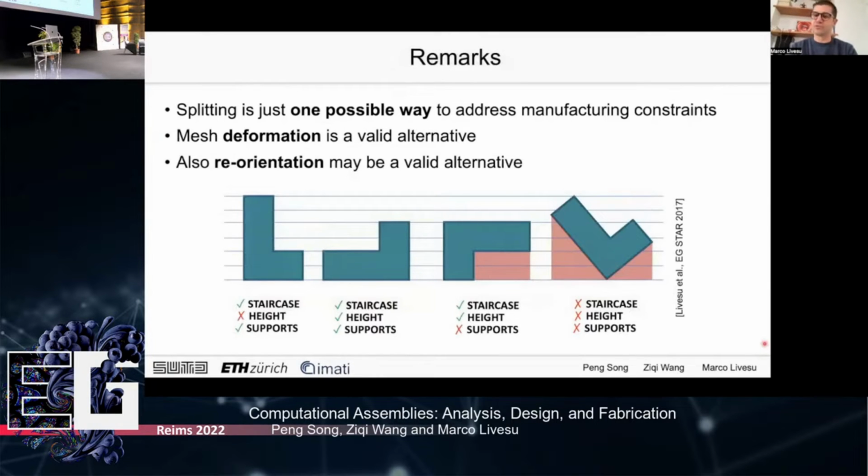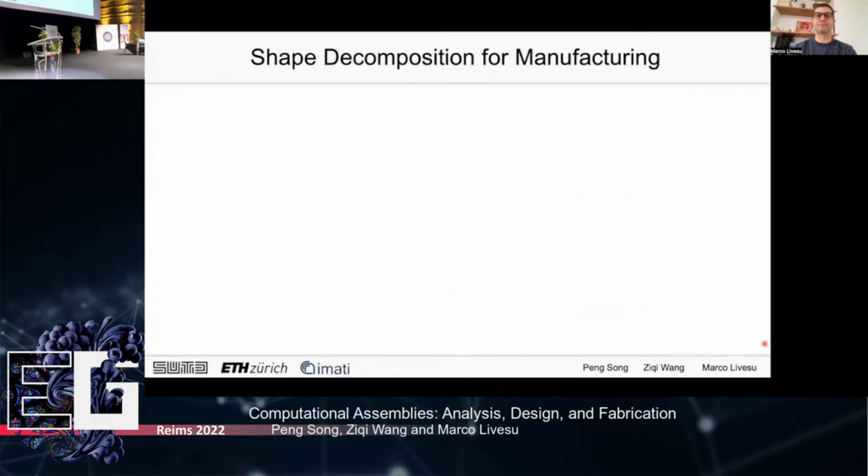And also reorientation, so changing the position of your object within the printing chamber, can be a valid alternative. Here you can see that a simple shape, depending on how it is positioned, will have less or more staircase effect. It will be necessary to put none, more or less supporting structures for the overhangs, and it all depends on the orientation. So even reorientation, which is probably the simplest thing that you can do to tweak the fabrication, can be a valid alternative to shape decomposition. But in this presentation, we're going to focus only on methods that pursue these constraints through shape decomposition.